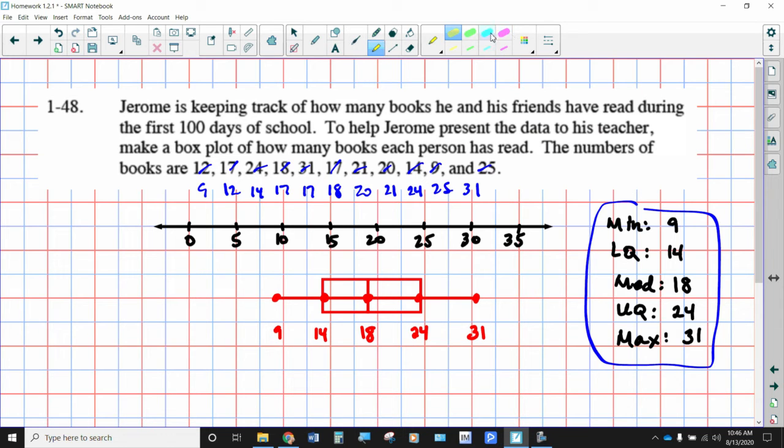Okay, now I'm going to highlight my minimum and my maximum. There's my minimum, there's my maximum. I'm going to highlight my median. The number in the middle is the 6th number, right? 1, 2, 3, 4, 5 to the left, 1, 2, 3, 4, 5 to the right. So there is our median.